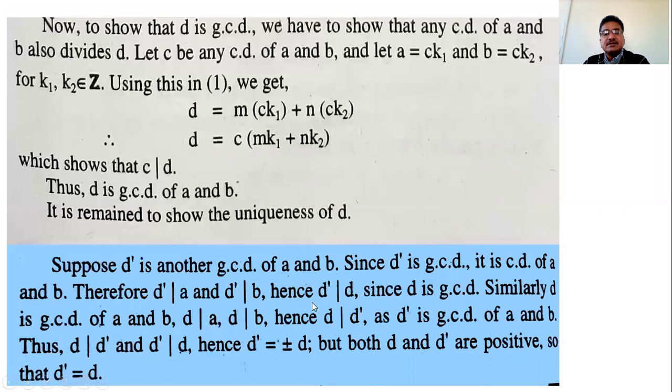Since D is a greatest common divisor, and D dash divides A and D dash divides B, suppose this D dash means suppose C. That is, if C divides A and C divides B, then C divides D by using the second condition of the greatest common divisor. And therefore D dash divides D, and D dash divides A, D dash divides B. Why? D dash is a greatest common divisor of A and B, means D dash is a common divisor of A and B.